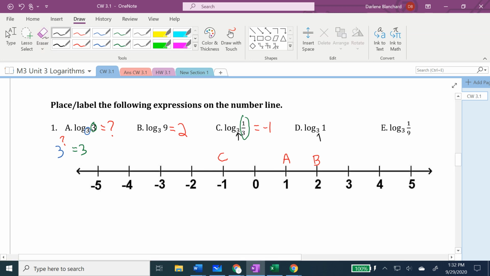And the base I'm pointing to with a black arrow. So 3 to the power of something, I'll put question mark, is equal to the input of my logarithm. What exponent can I put on a 3 and get 1 as an answer? Good, 0. So if this is equal to 0, then I'm going to put a D on the number 0.